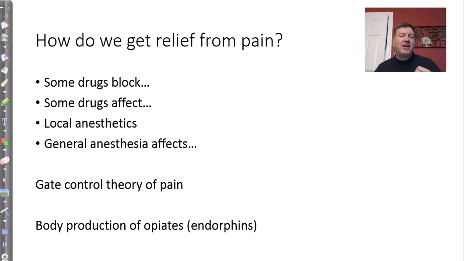Local anesthetics, again, may work at a level where they're interrupting the neuron transmission, like we talked about with Novocaine. General anesthesia, if you're put out, if you are knocked out for surgery, for example, actually affects the RAS. We talked about the reticular activating system.